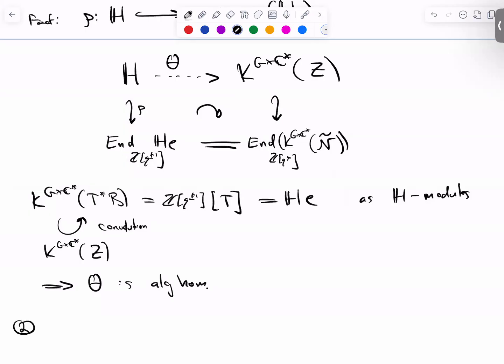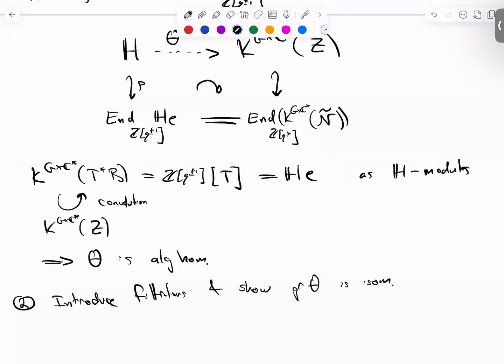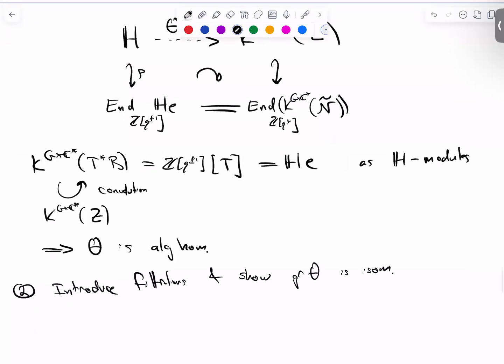So now the next step is to introduce filtrations and show the associated graded is an isomorphism. So this is a very common approach to showing things are isomorphisms: you have a filtered homomorphism. So there are standard filtrations on both sides.